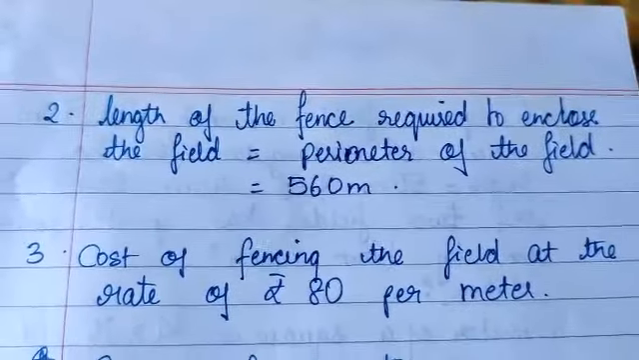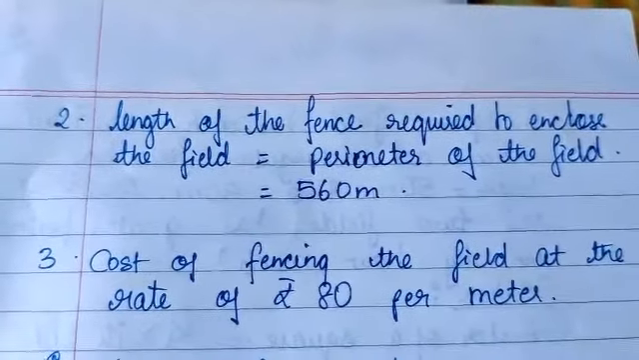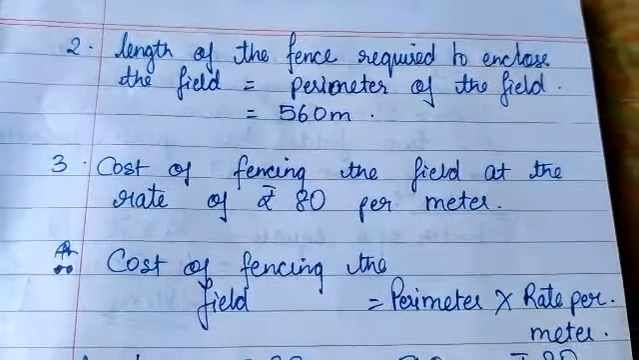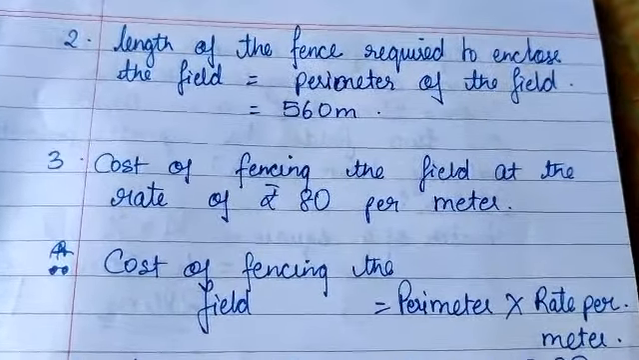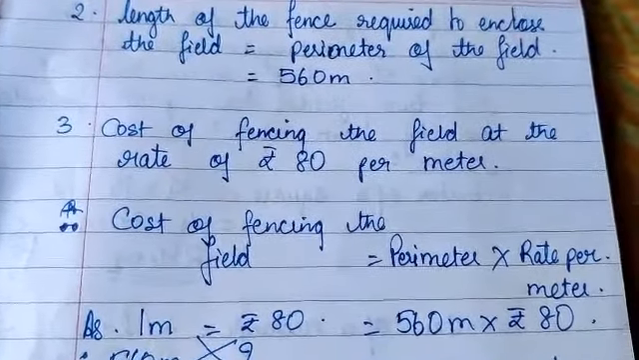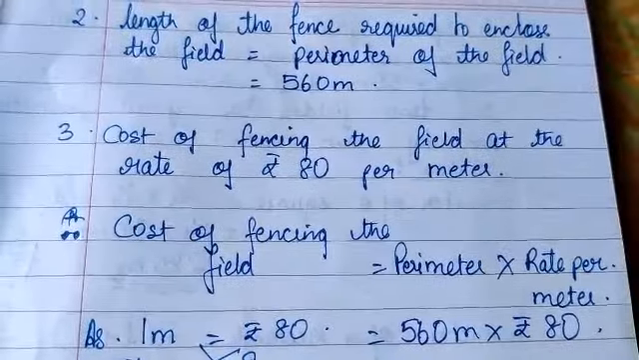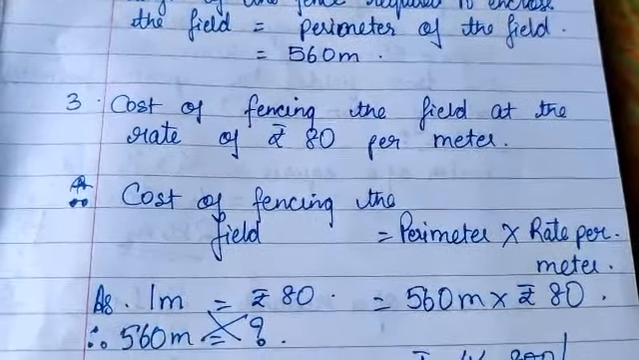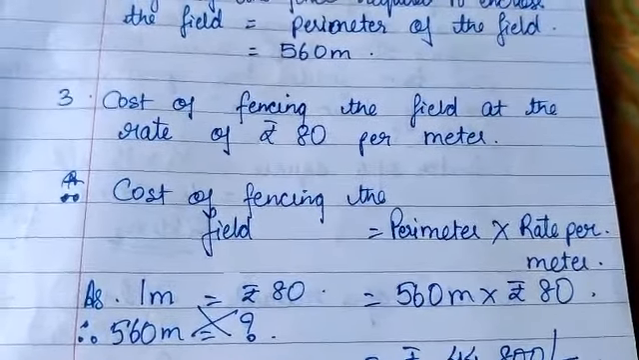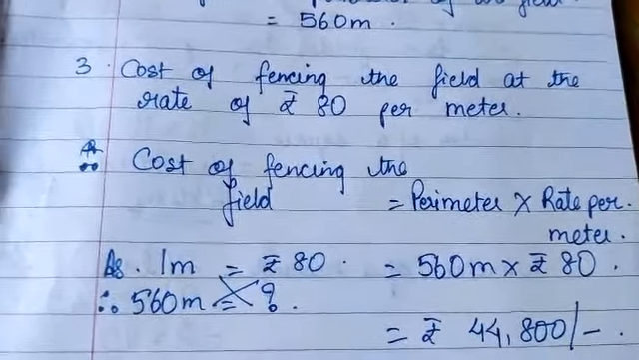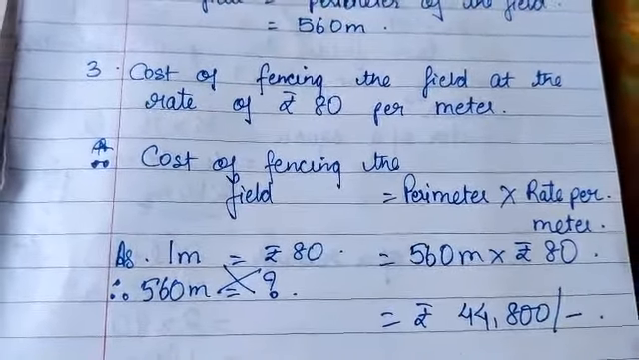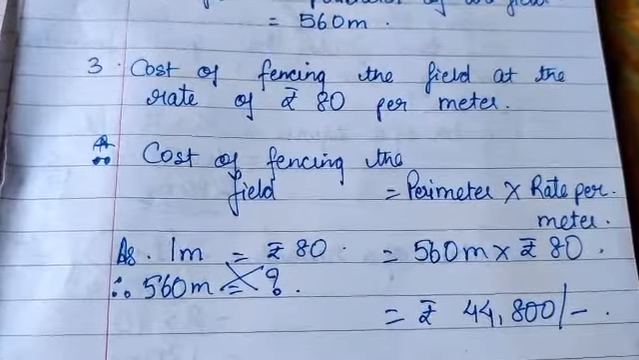Now cost of fencing the field at rate 80 rupees per meter. Cost of fencing the field is equal to what? Perimeter into rate per meter. So to cover 1 meter, the cost is 80 rupees. So to cover 560 meters, the cost will be 560 meters into 80 rupees. That comes to 44,800 rupees for the cost of fencing.